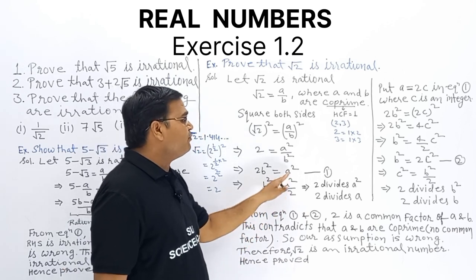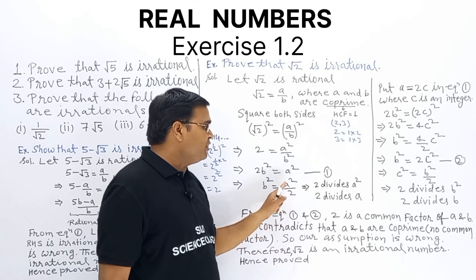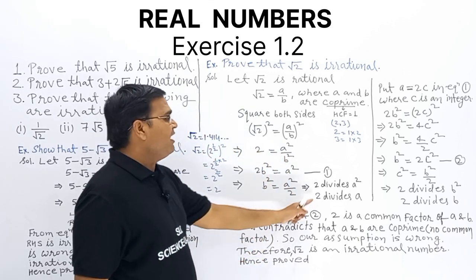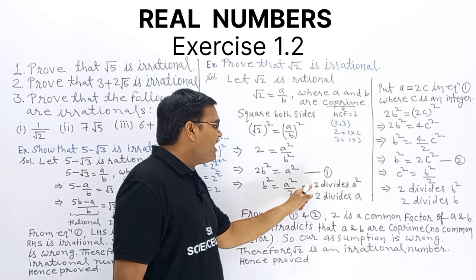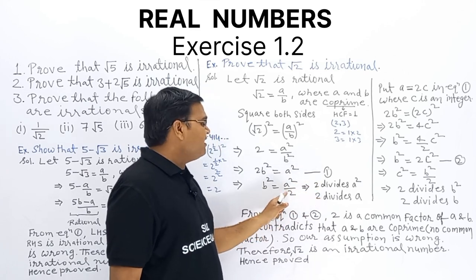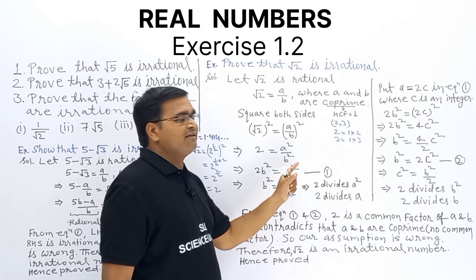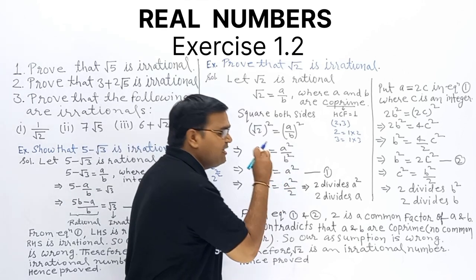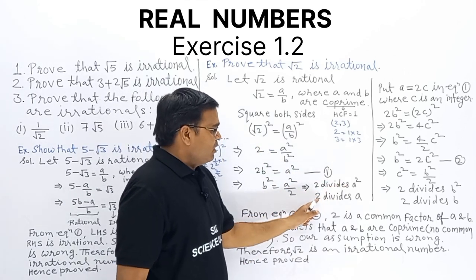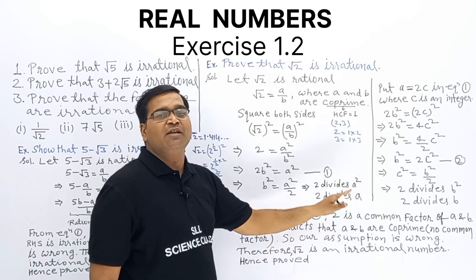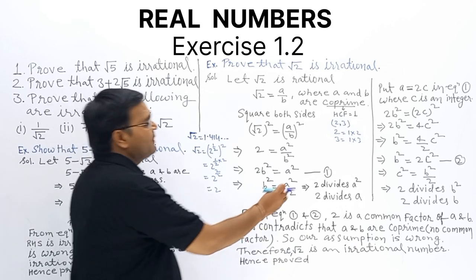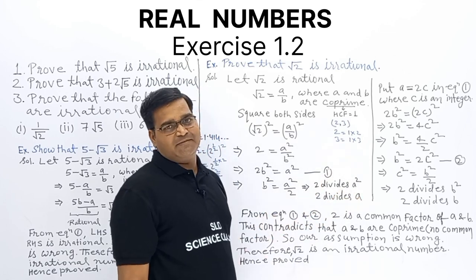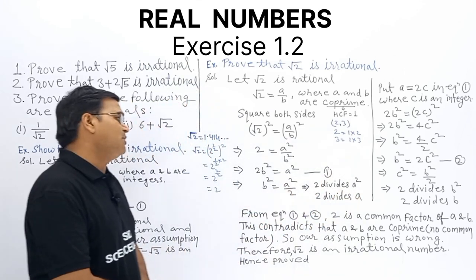Now from this equation, what can we say? 2 divides A square. 2 is dividing A square, so what can we say? 2 divides A. 2 is a prime number, and it is dividing the numerator A square, where A is an integer, so automatically 2 divides A. This is one theorem: if a prime number divides an integer's square, then that prime number divides that integer. Clear? This is the theorem being applied here.